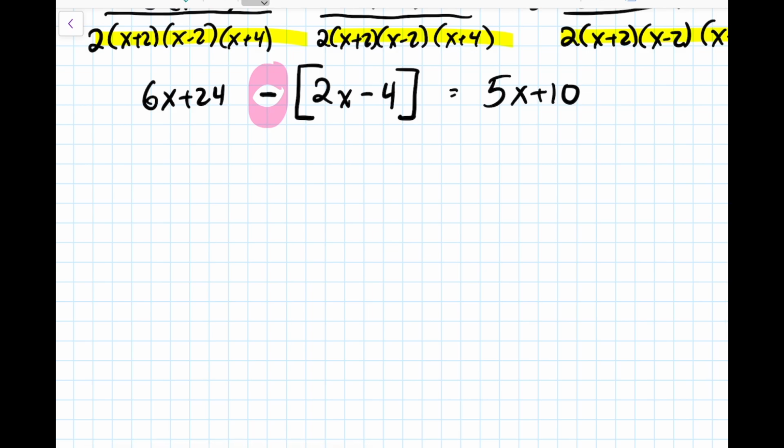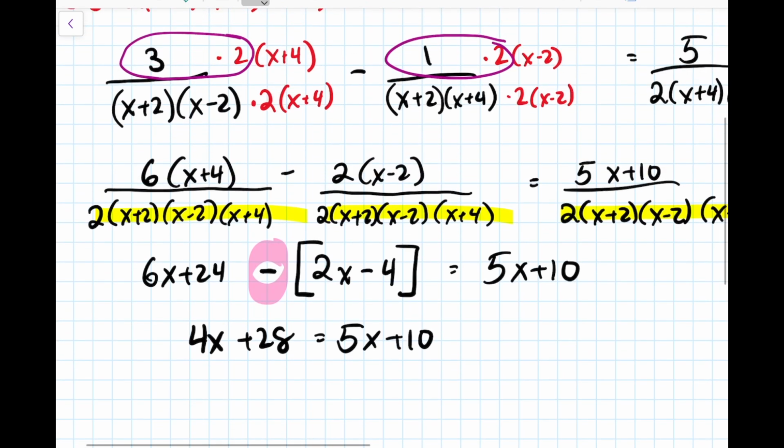So if we combine the stuff on the left side, right, because that's typically a good idea. So we've got 6x minus 2x, which is going to be 4x, and we've got 24 minus negative 4, which is going to be 28. On the right side, we've still just got 5x plus 10.